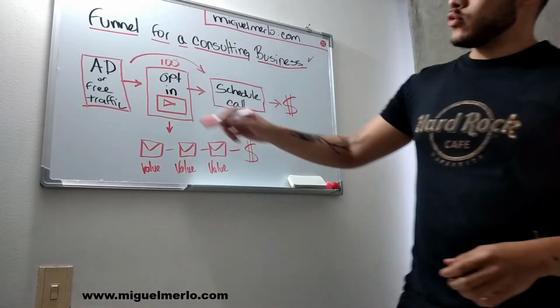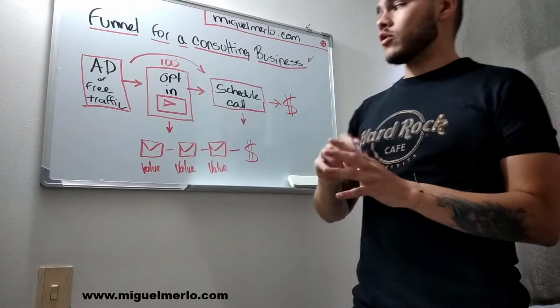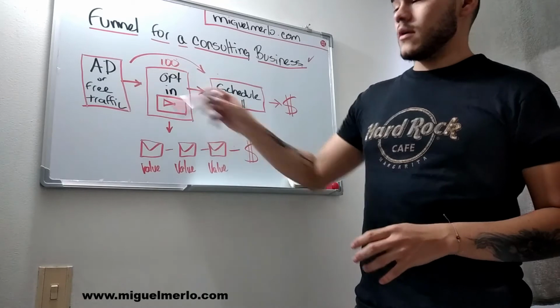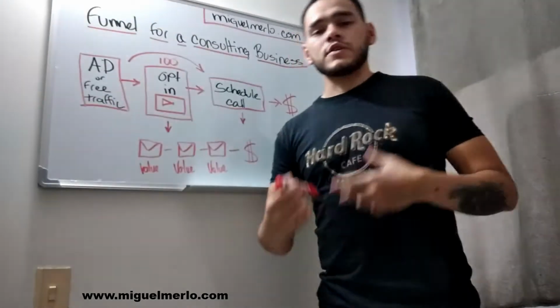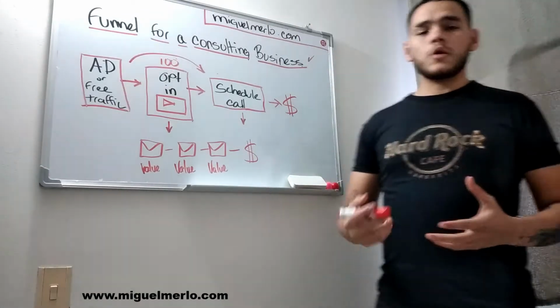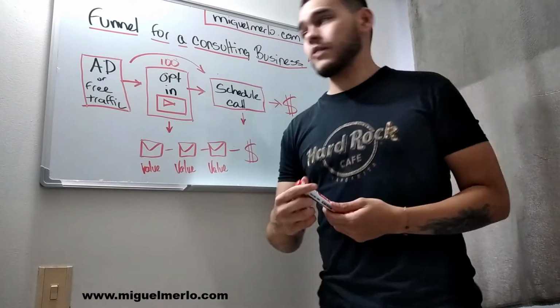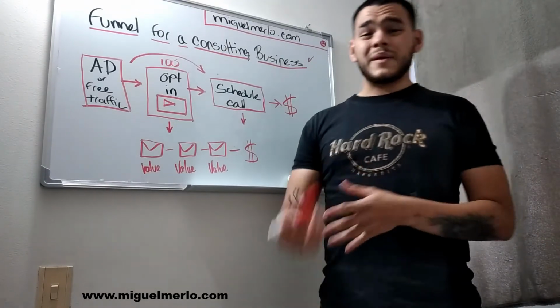So you will have all your audience, right? You will have them all taken to an opt-in page. I call them an opt-in page or a squeeze page. So the goal of this page is to collect the visitor's data, right? You're going to collect the visitor's email address.